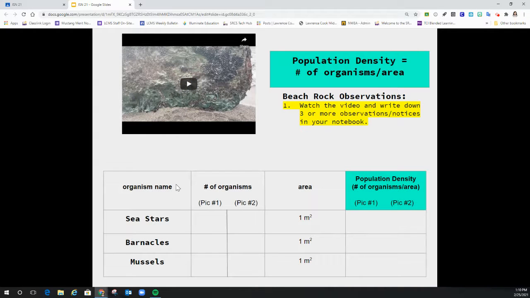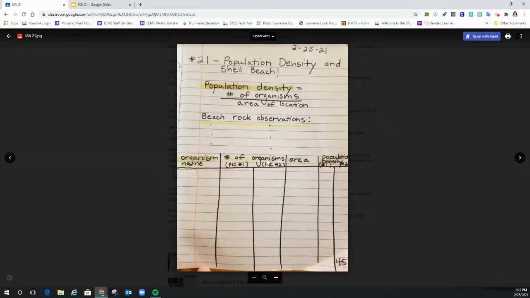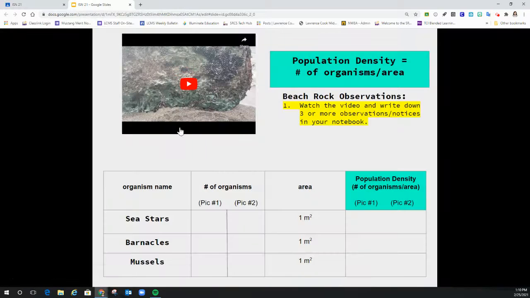All right. So here's the data table that you have copied from your notebook page right here. And I've added a few more details into it. So the three organisms that you're going to be observing today in your notebook are the sea stars, the barnacles, and the mussels. So I want you to add those three names here into your notebook, and you can pause at this point if you need to copy them down.